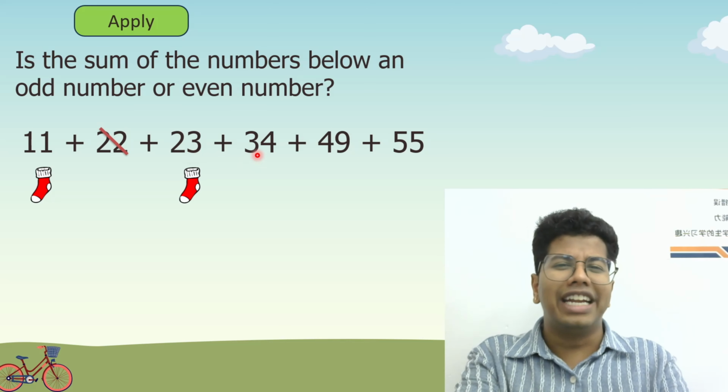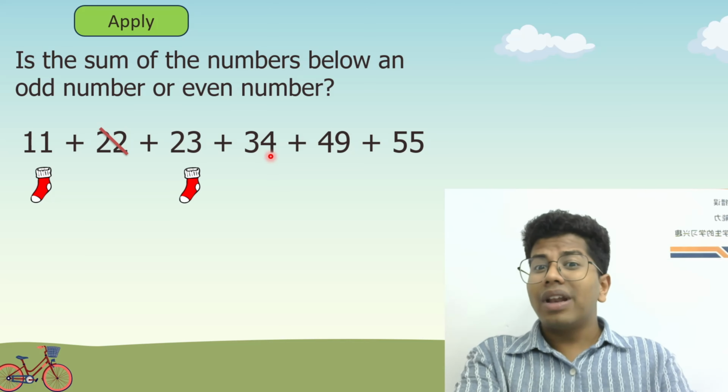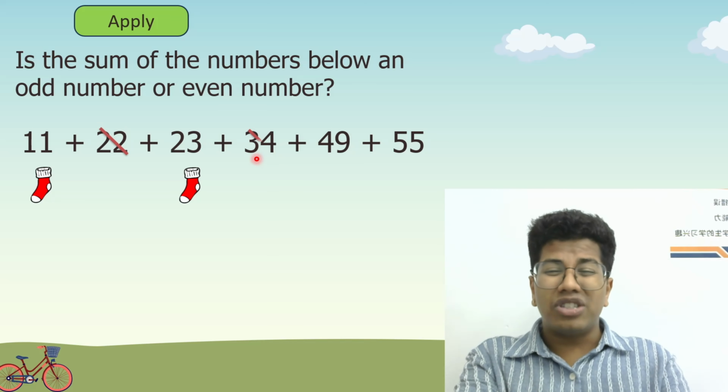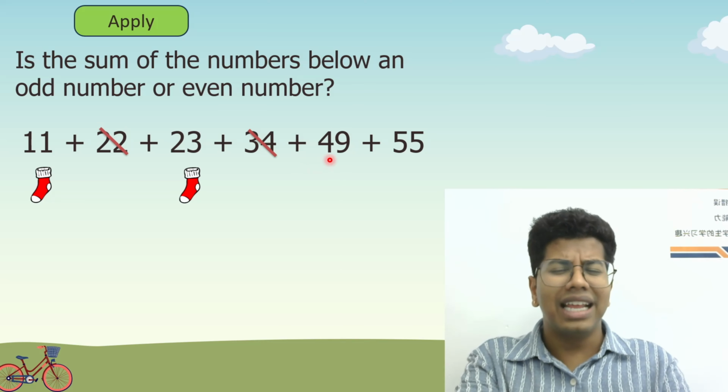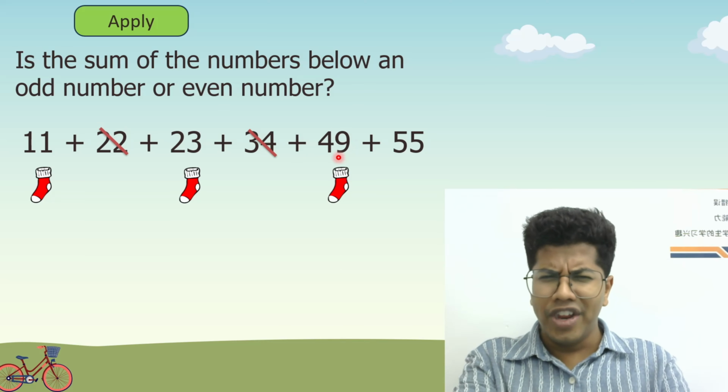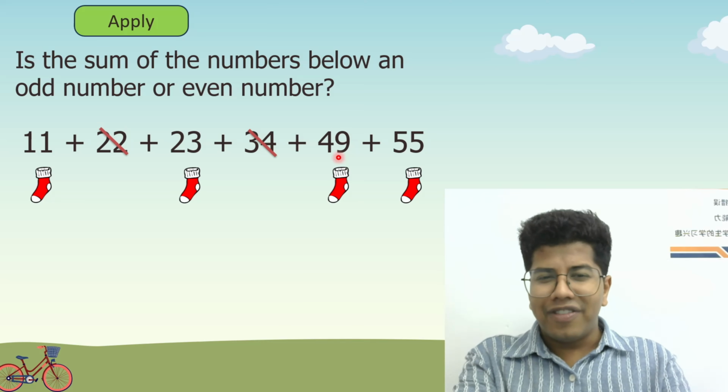And then how about 34? 34, last digit is 4, already paired. So just ignore. How about 49? Oh, 49, the last digit is 9. 9 means there will be one left. How about 55? One left.